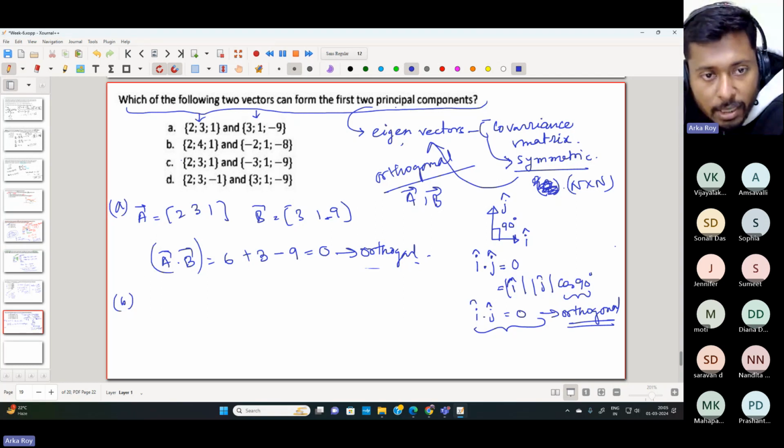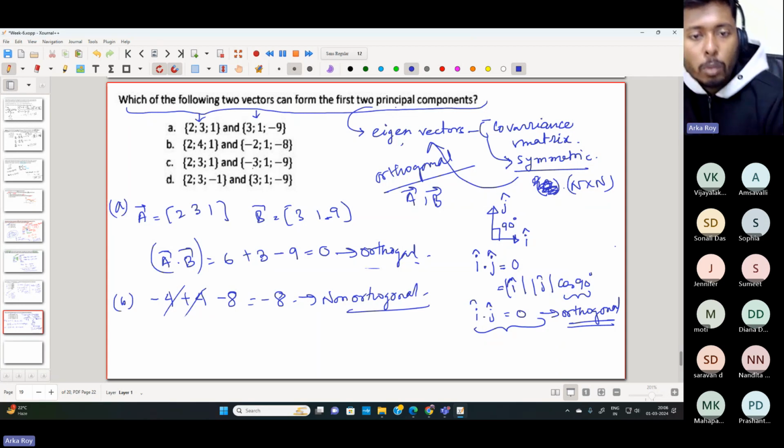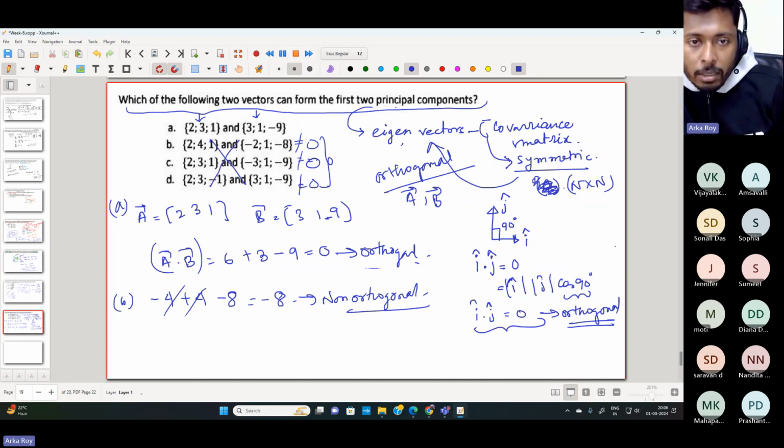Let us again check for option B. In case of option B, the dot product result will be -4 +4 and -8. So you can see that the dot product result is -8. That means non-orthogonal. In other cases also you will check that the dot product for any of these vectors is not equal to 0. As these are not equal to 0, this cannot form the orthogonal set of pairs. And if they are not orthogonal, then they are not the principal components.